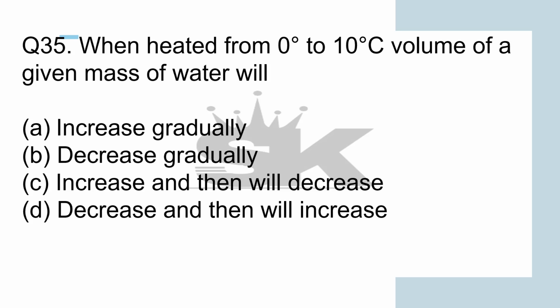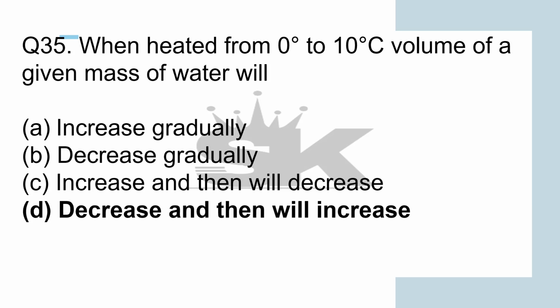When heated from 0 to 10 degrees Celsius, the volume of a given mass of water will be... answer is decrease and then increase. When water is heated from 0 degrees Celsius, its volume decreases because its density increases. You can see this effect up to 4 degrees Celsius because the density of water is maximum at 4 degrees centigrade. Afterwards, as the density decreases, the volume increases, right? The main reason is that hydrogen bonds in ice get cleaved due to the melting of ice.